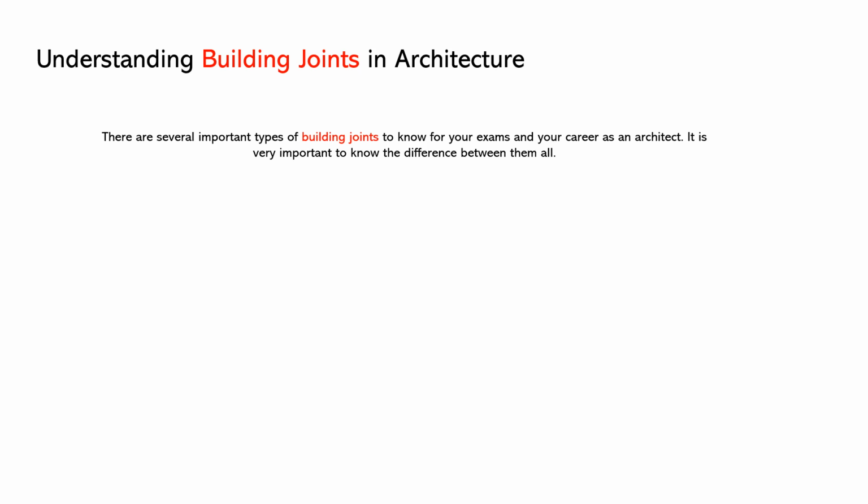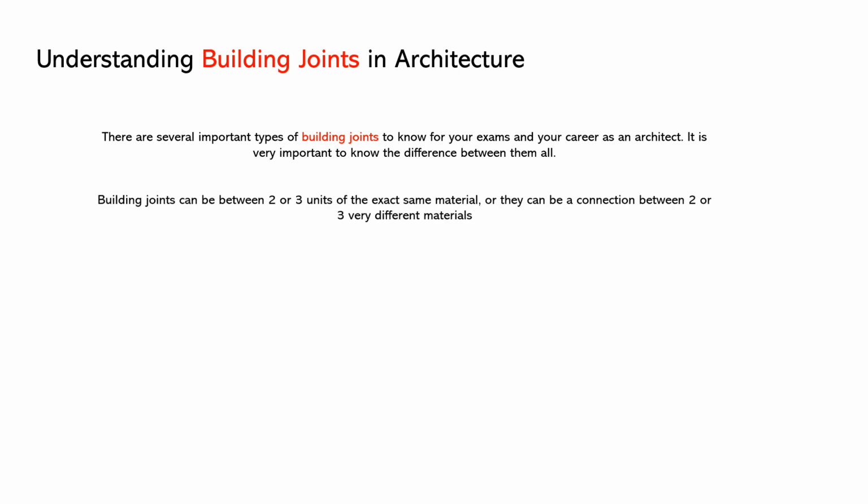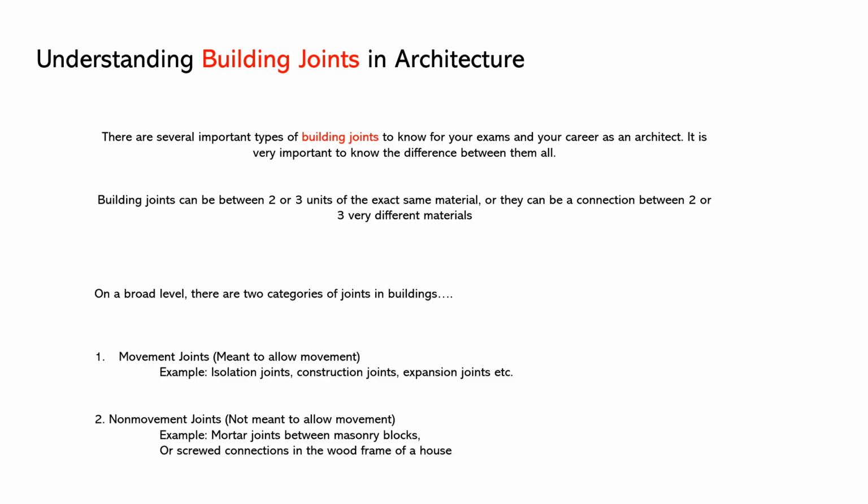It's important to know the difference between them. Building joints can be between 2 or 3 units of the exact same material, or they can be a connection between 2 or 3 very different materials. On a broad level, there are 2 categories of joints in buildings. There's movement joints and there's non-movement joints. Movement joints are meant to allow movement, of course, and non-movement joints are not meant to allow movement.